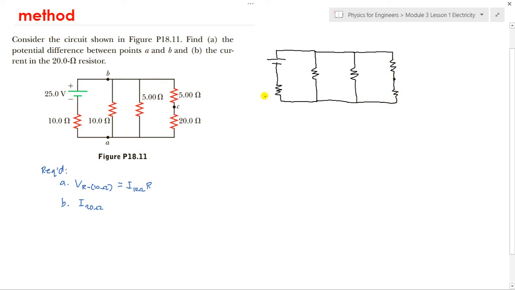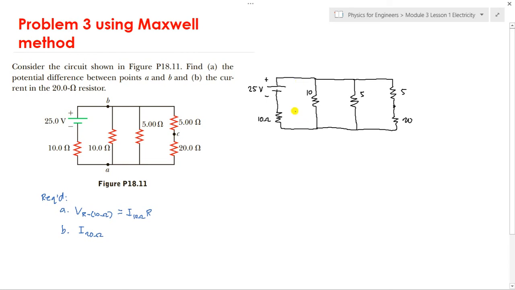Okay, so here we have 10 ohms. This one is 10 again, this one is 5, this one is 5, and this one is 20. Here we have our positive terminal, negative terminal. This is 25 volts. So again, as I have told you, by Maxwell's method, obviously we have 3 loops here, so we have 3 currents.